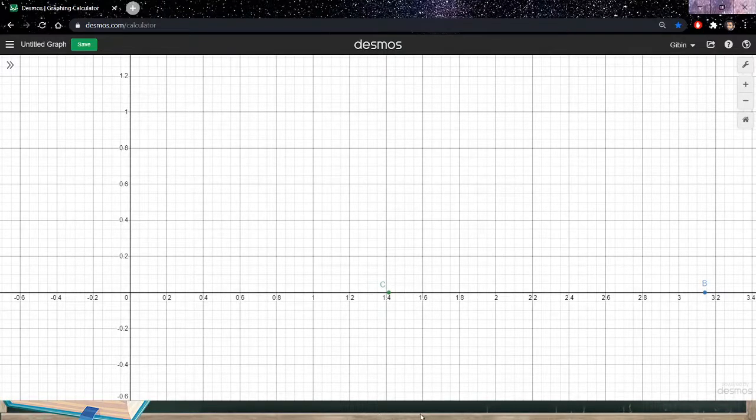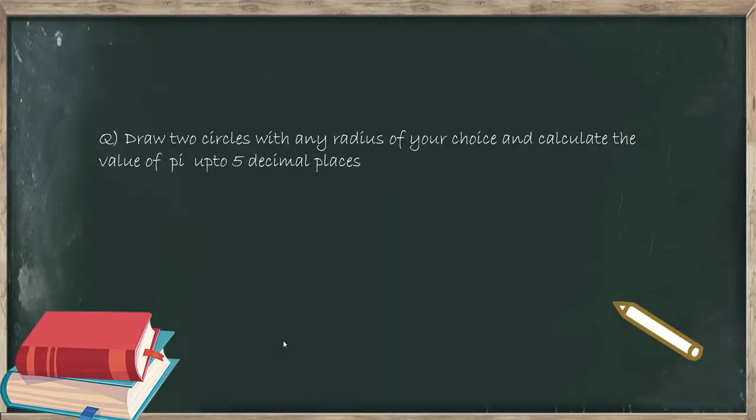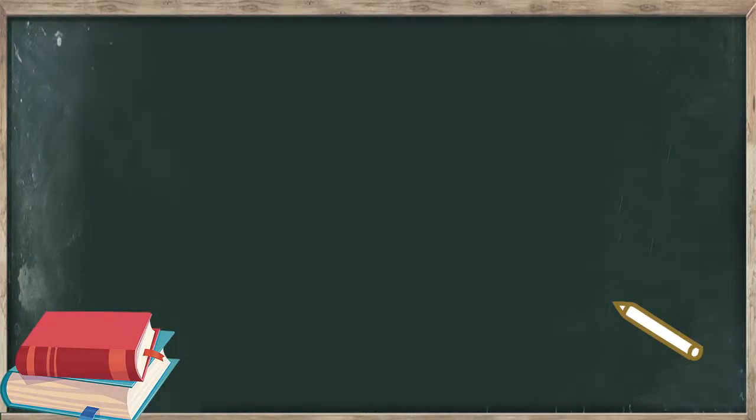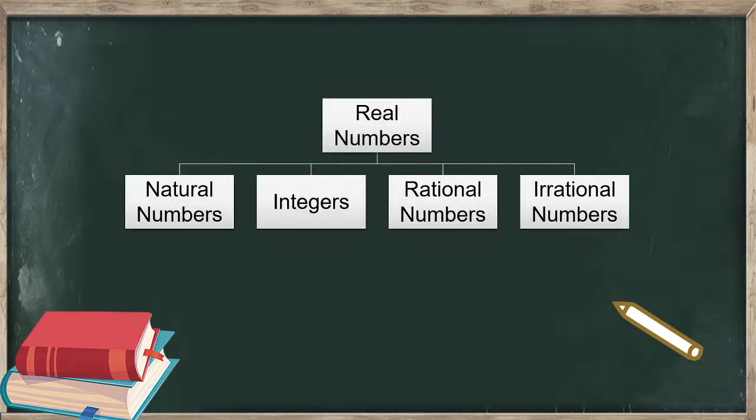So let us go back to our PPT. Now what did we see and why did I show you all this? We saw natural numbers, integers, rational numbers, and irrational numbers. I showed you that all these numbers can be shown on the number line, and all the numbers on the number line are called real numbers.